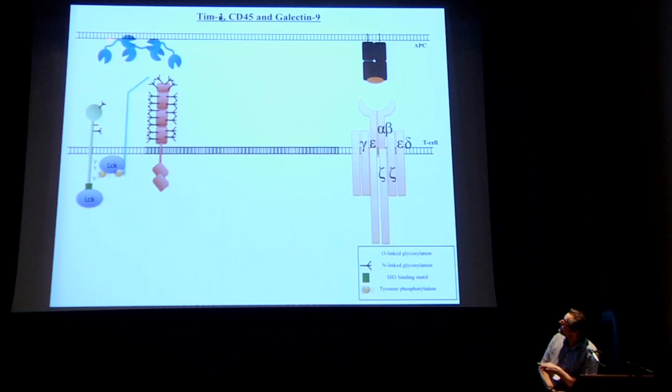Now, when you have TIM3 and galectin-9 in the system, so here's galectin-9. Remember, galectin-9 has two CRD domains, so it can bind to one glycosylated protein and bind to another one, bringing them close together.